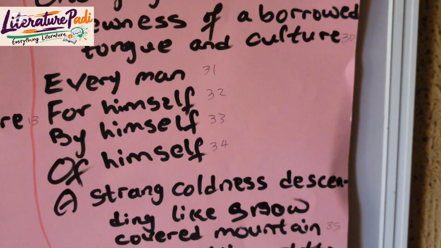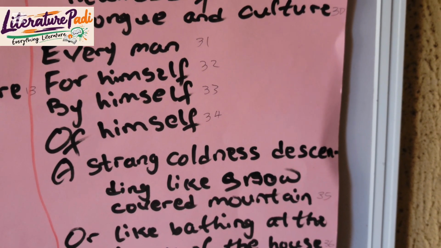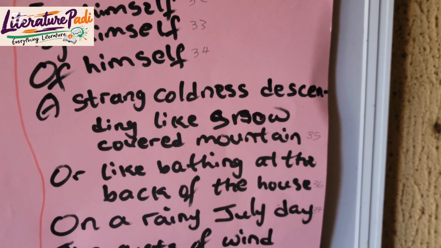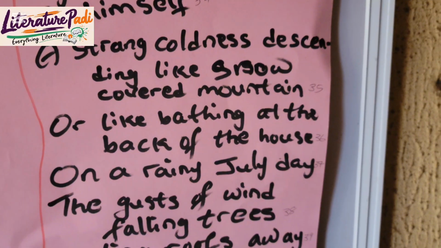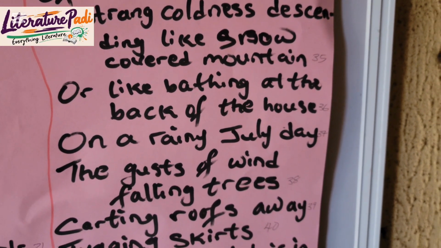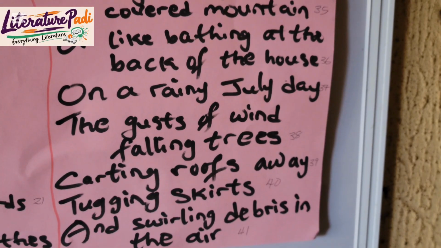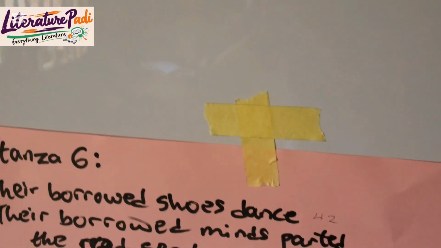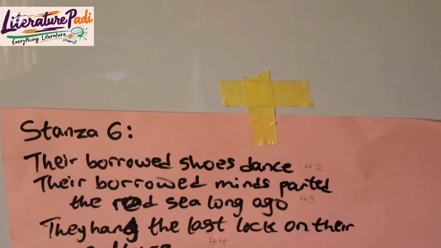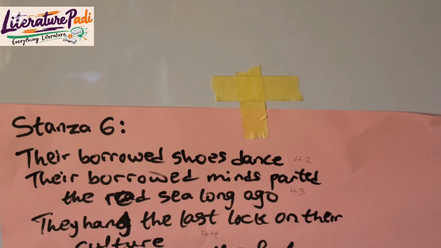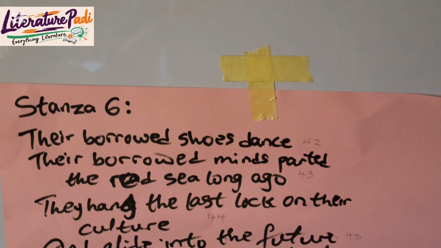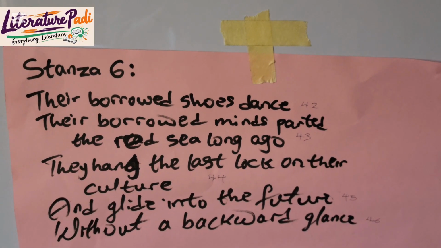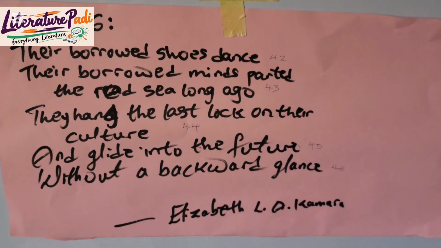strange coldness descending like snow covered mountain, or like bathing at the back of the house on a rainy July day. The gust of wind, falling trees, catching roofs away, tugging skirts, and swirling debris in the air. Their borrowed shoes dance. Their borrowed minds parted the Red Sea long ago. They hang the last lock on their culture and glide into the future without a backward glance.